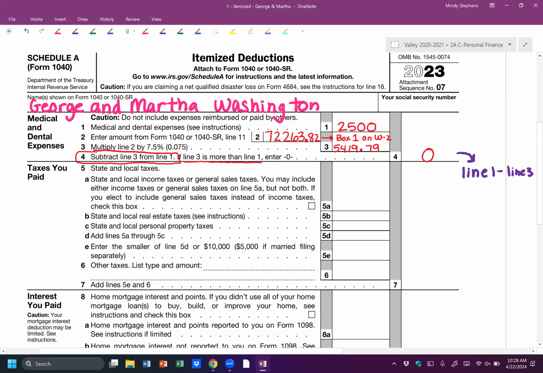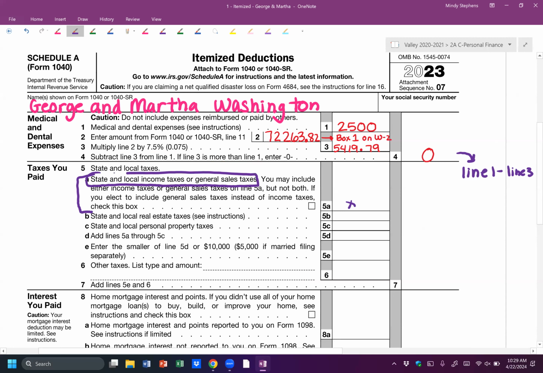All right, so now we're going to go to 5. Number 5 says state and local taxes. That's what this section is going to be. So we're going to look at 5A. We're reading 5A right here, and we're going to put it in this line right there where it says 5A. 5A says state and local income taxes or general sales tax. You may include either income tax or general sales tax on line A, but not both. If you elect to include general sales tax instead of income tax, check this box. We're going to mostly just focus on the first line, state and local income taxes or general sales tax.